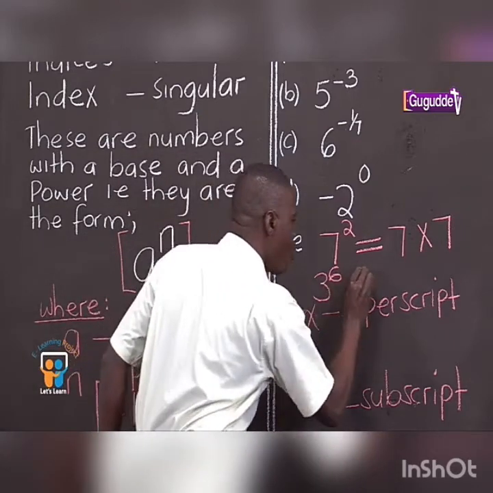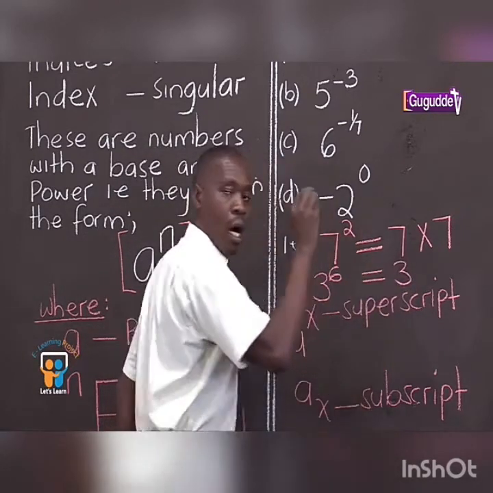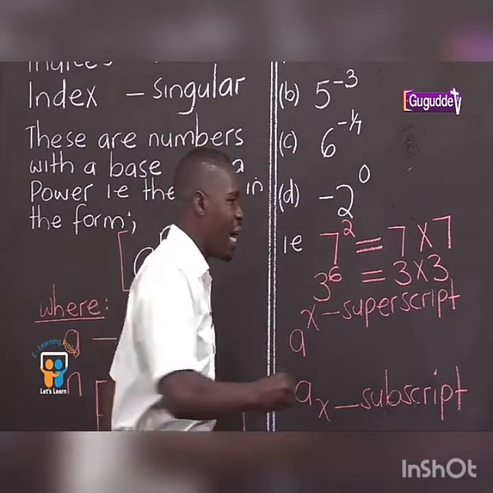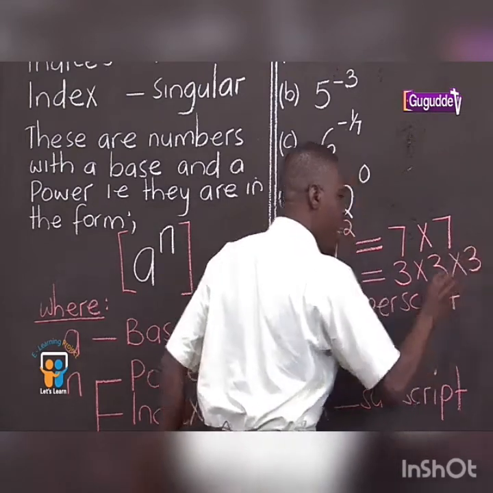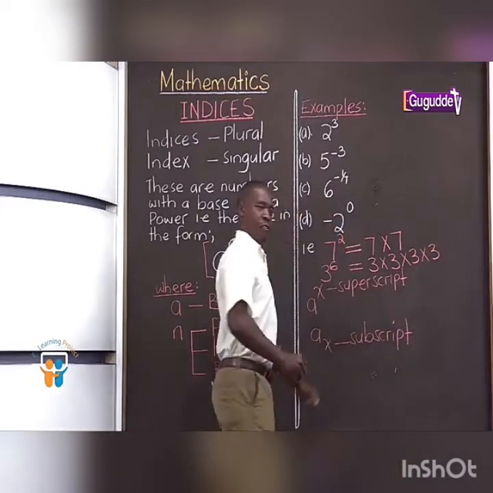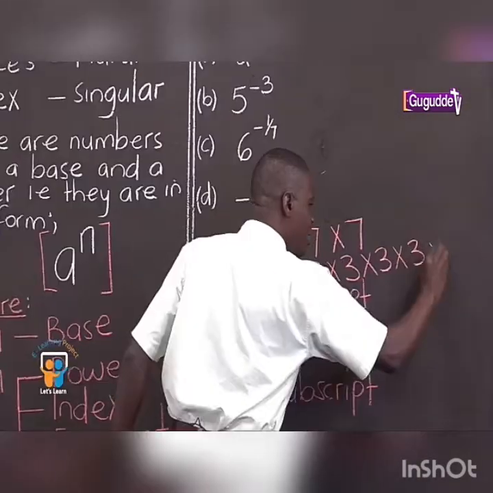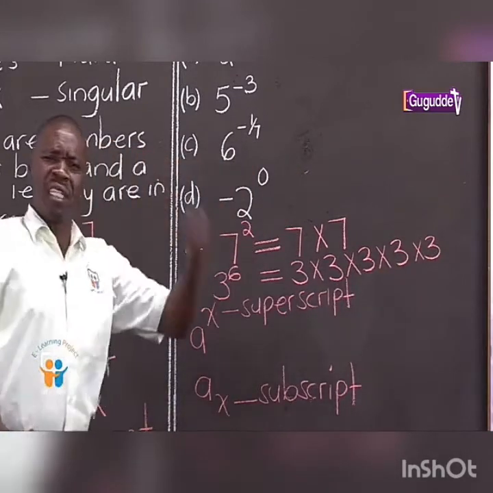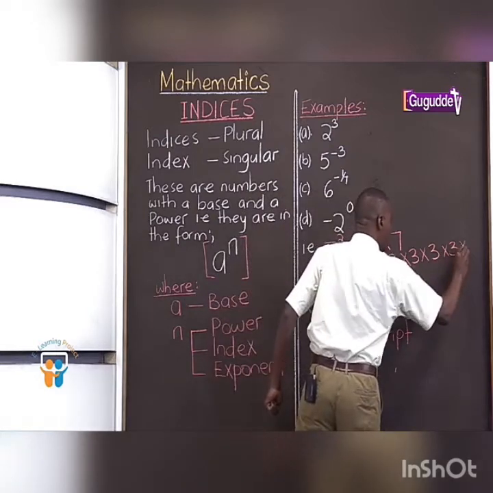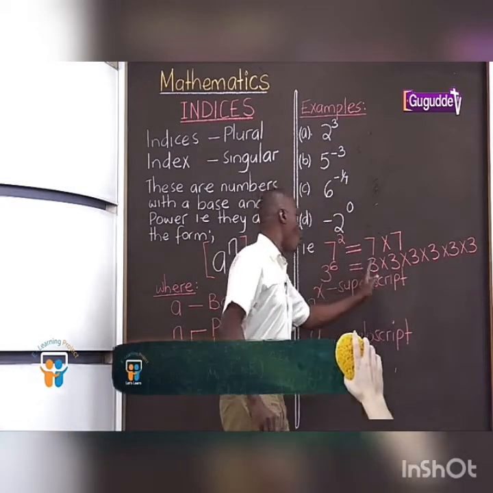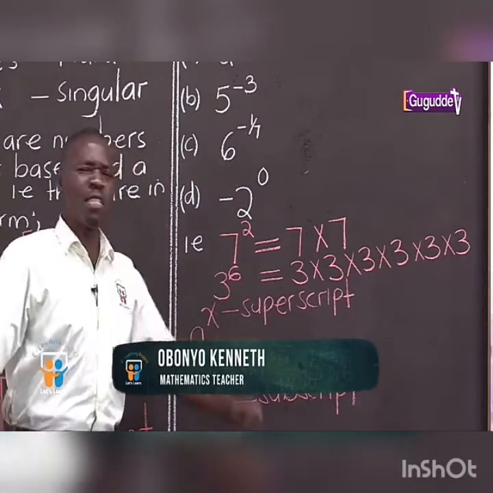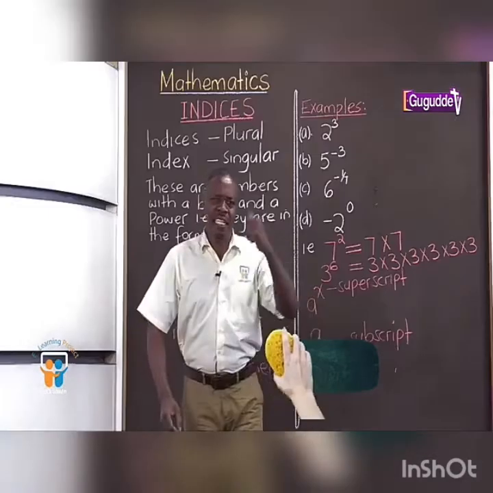So that would mean we are going to have a 3, that is the first time, times a 3, that is the second time, times a 3, that is the third time, times a 3, that is the fourth time, times a 3, that is the fifth time. Don't get tired. They are supposed to be 6 times. Times a 3. So you have 1, 2, 3, 4, 5, 6. 3 has been multiplied 6 times.